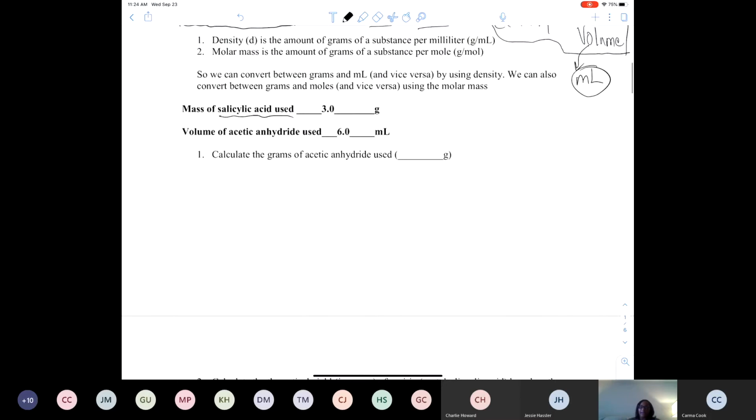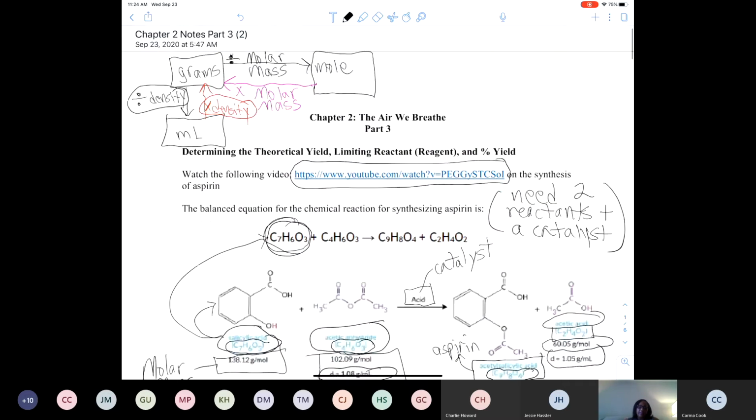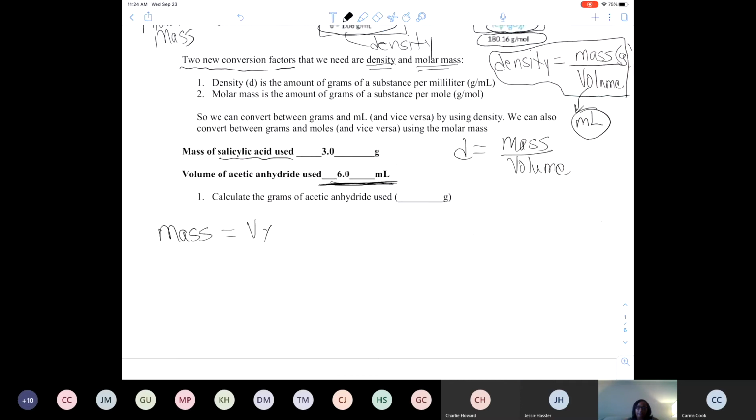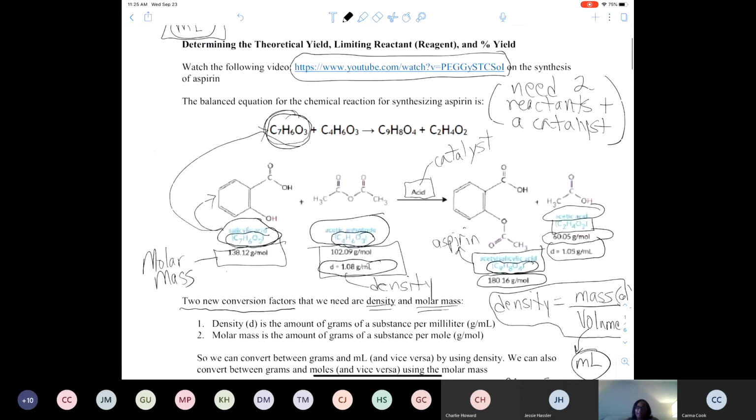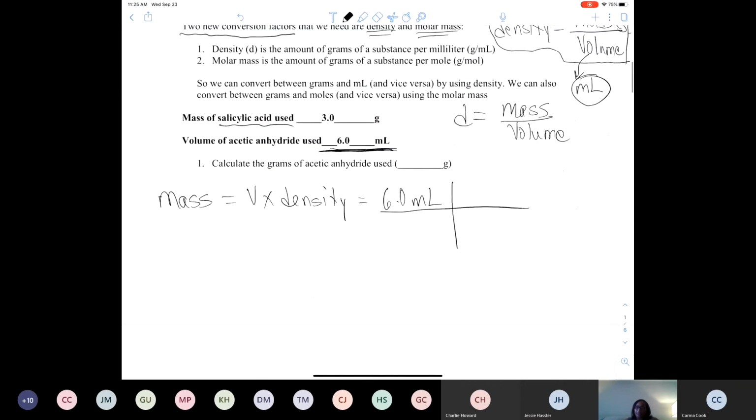So our first step is to calculate the grams of acetic anhydride used. Well, we know how many milliliters were used. So if density is mass divided by volume, we can calculate the mass, like our flow chart says, by taking the volume in milliliters and multiplying the milliliters times the density. So volume times density: our volume is 6 milliliters, and the density of acetic anhydride is 1.08 grams per milliliter.